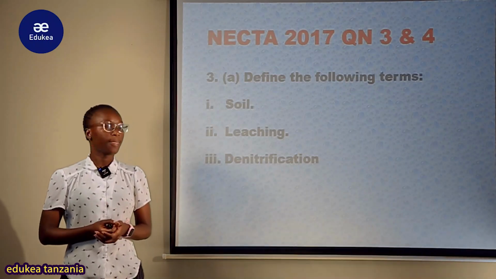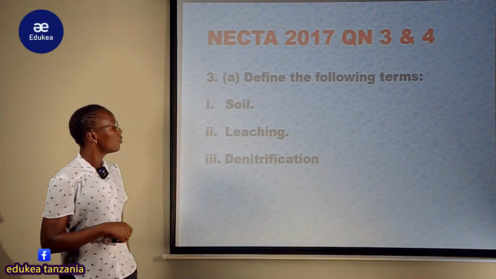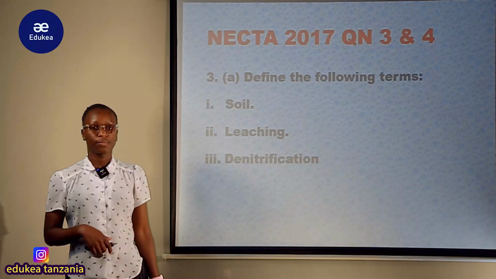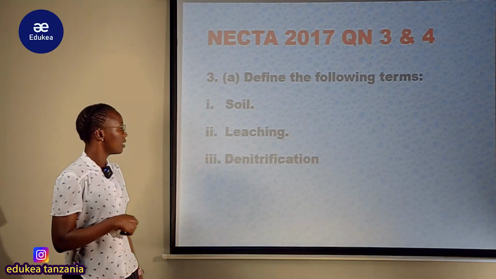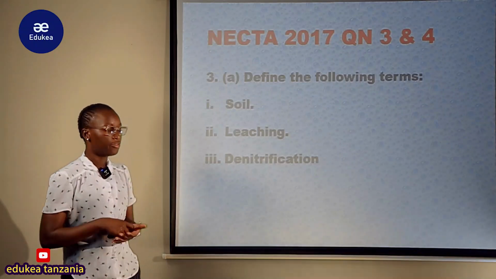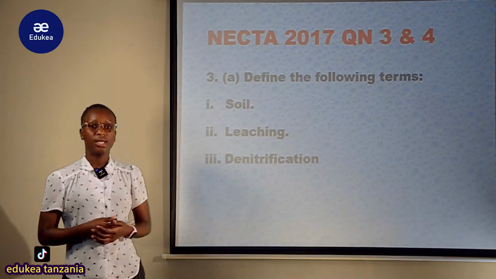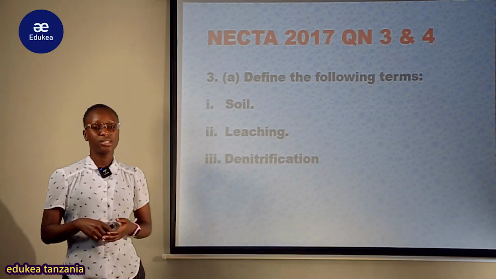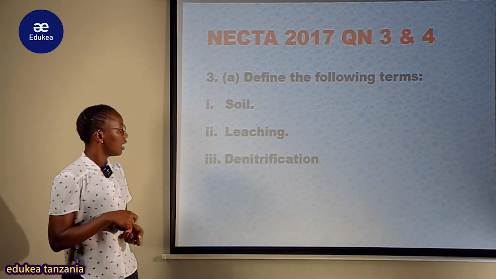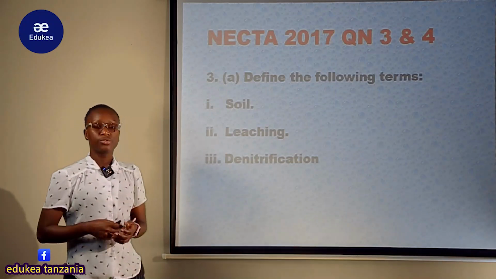Now, the question number 3 has 2 parts, whereby part A states: define the following terms. Kuna Roman numerals here, Roman 1, 2, and 3. So, students are required to define the terminology below. The first is the soil, the second one is leaching, but the last terminology, Roman 3, is nitrification. So, students are required to define.